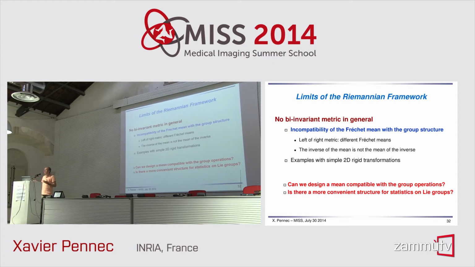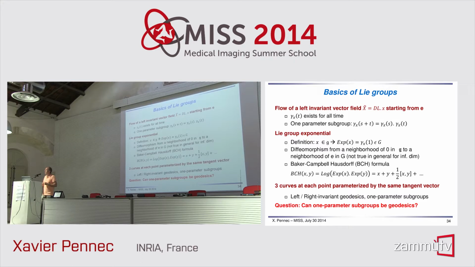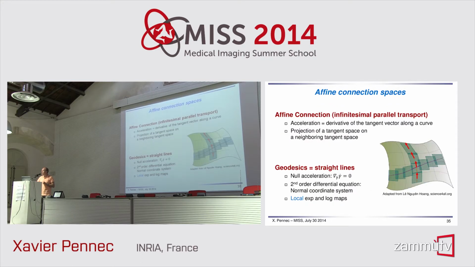So it means that if I use this type of statistical structure, I'm completely dependent on the order in which I compute things, which is not satisfactory from a mathematical point of view. So is there a way to get a more convenient structure? The answer is yes, but we should give up the metric. I'm going to skip the Lie group stuff, but the idea is I define everything in the Riemannian setting with geodesics. And I define geodesics as the shortest path between 2 points.